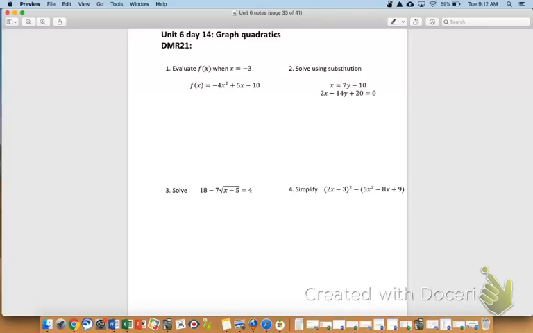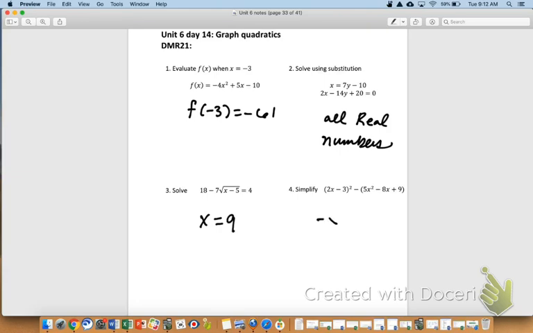So I know it's negative x to the second minus some. Let me show you the answers here for these. Here you go.